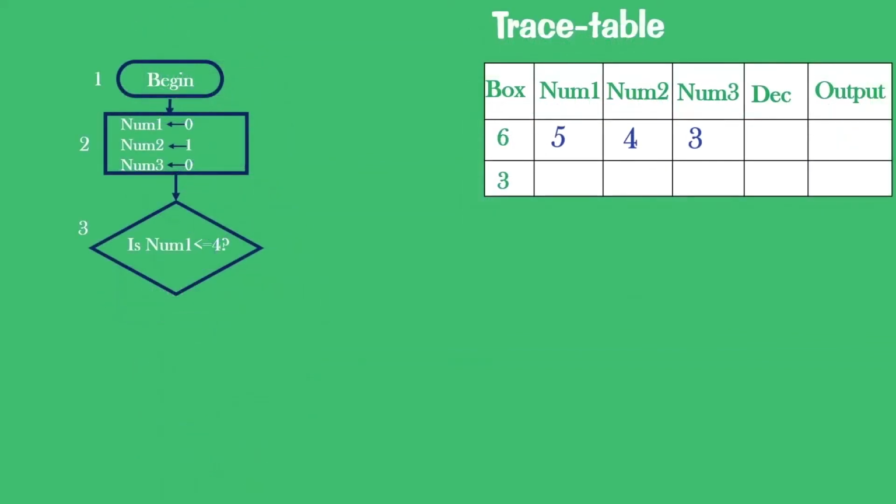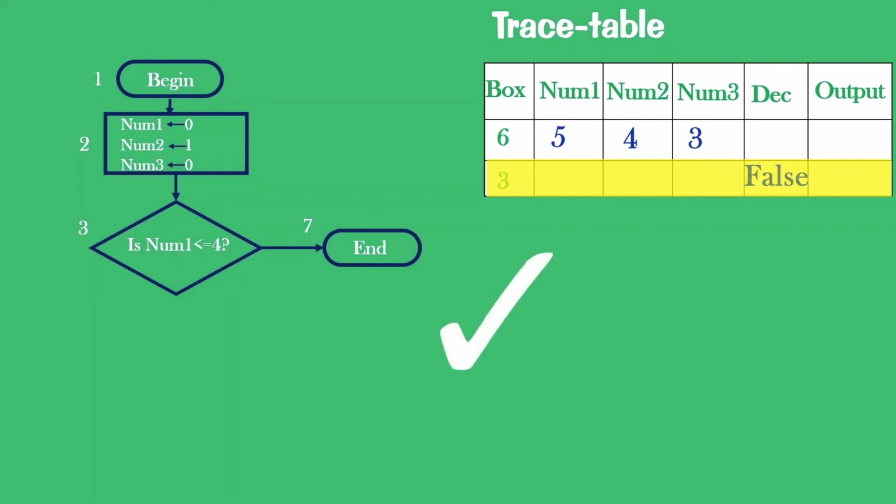We go back to step number 3 again. Step number 3, this time the value in num1 is 5, and that makes the answer false. Now, because the answer is false, we will move to step number 7, and that ends our flowchart. Good. Viewers, as you can see, our trace table is correct as per the steps or boxes of the flowchart.